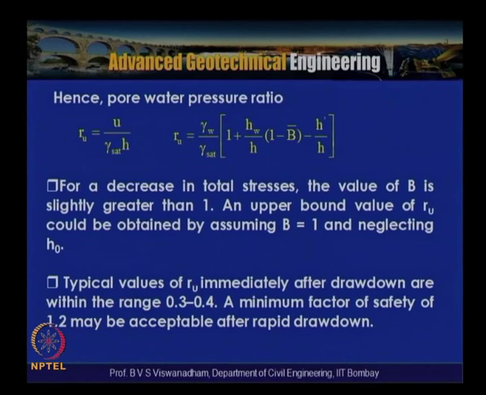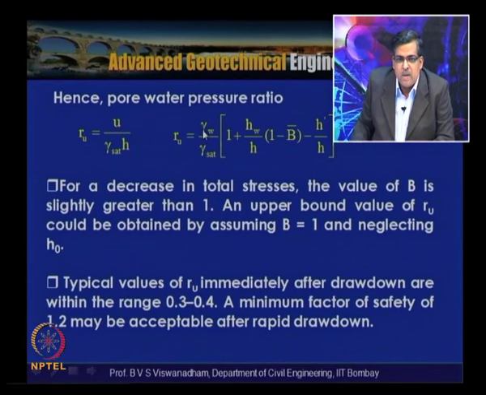R U will be gamma W by gamma sat into 1 plus H W by H into 1 minus B dash, minus H dash by H. For a decrease in total stress, the value of B bar is slightly greater than 1. An upper bound value of R U can be obtained by assuming B is equal to B dash is equal to 1 and neglecting H dash. So with H dash neglected, that term will be 0 and this will be 1. The upper value is then gamma W by gamma sat, which is approximately 0.5. So the upper bound is close to 0.5.